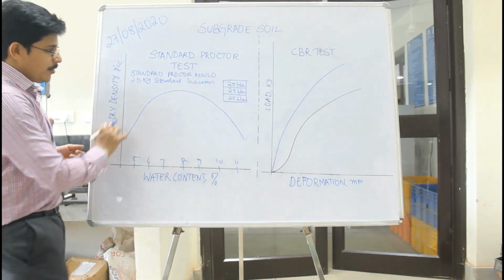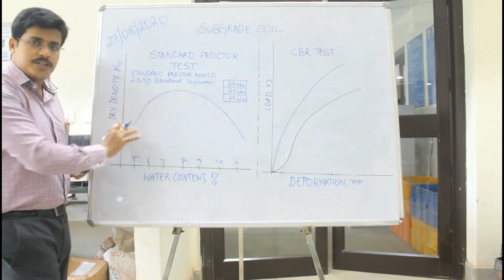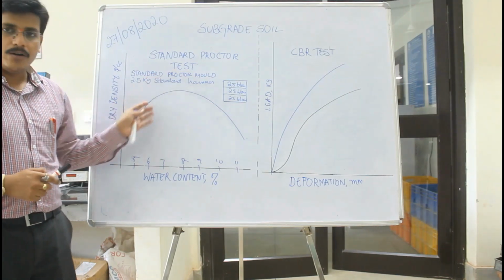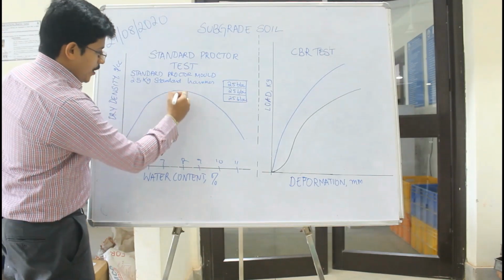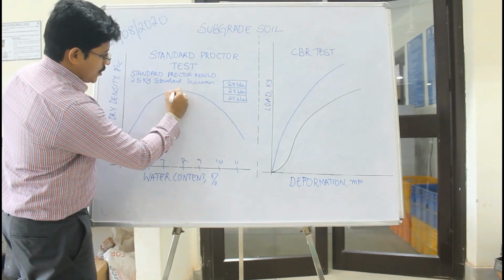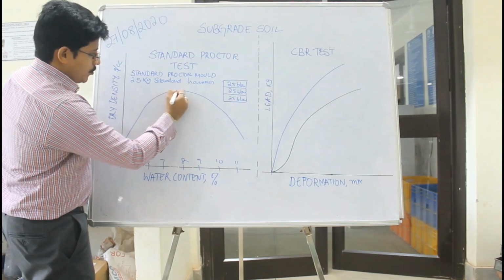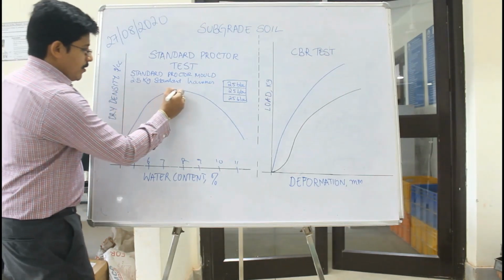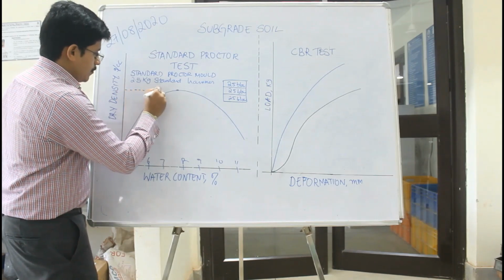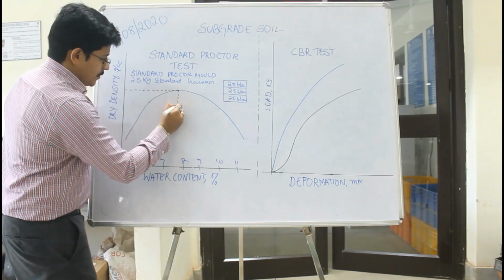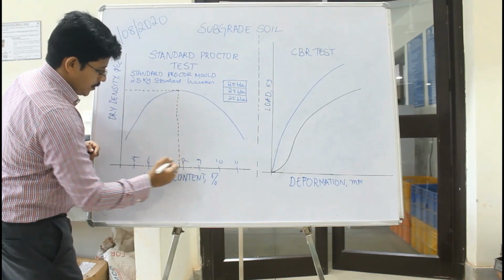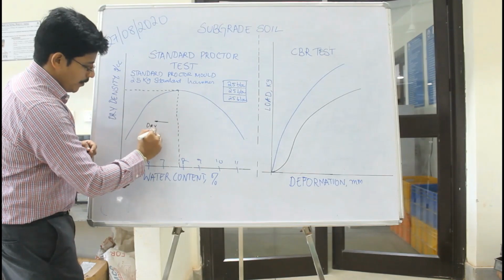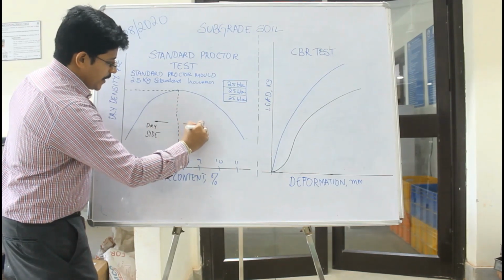Now we develop a plot, this moisture density relationship, and we get a curve in this fashion. Wherever this curve changes direction from an upward to a downward gradient, there is a point where you get the maximum dry density. So this is the maximum dry density and the corresponding OMC. This is called the dry side and this is called the wet side.